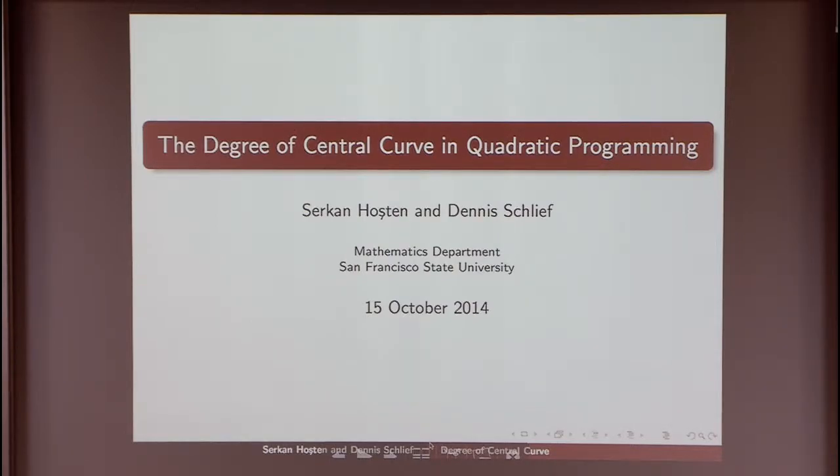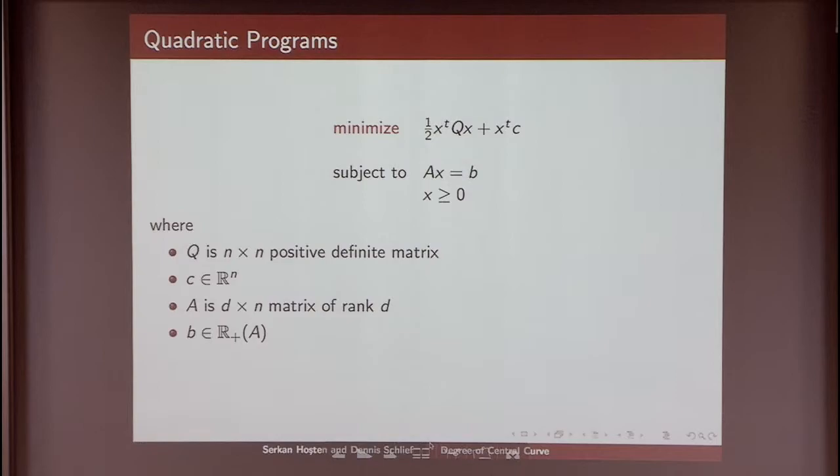Okay. So what's a quadratic program? Quadratic programming is an optimization problem. We're trying to minimize a quadratic objective function, given by an n by n symmetric positive definite matrix, and then there's also a linear part too, subject to linear equations, and the variables are non-negative.